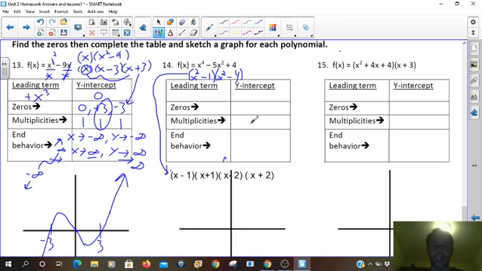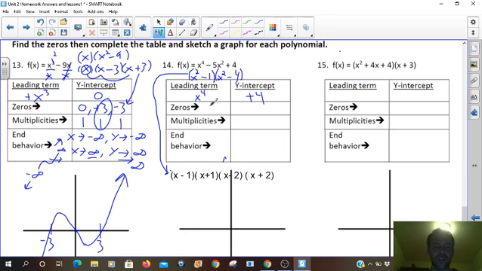And so again, to find the y-intercept, you plug in 0 for x. So 2 times negative 2 is going to be a negative 4. And then negative 4 times 1 is a negative 4, times negative 1 is a positive 4. So not too bad, not too bad. The leading term has already been multiplied out for us. That's x squared times x squared, or x times x times x times x. So x to the fourth power, it's positive.